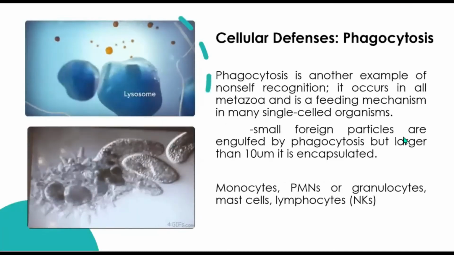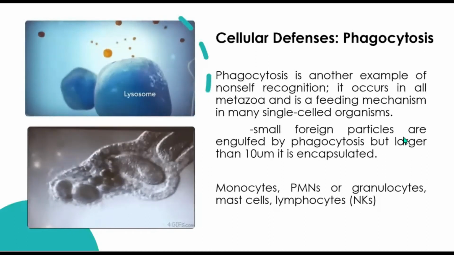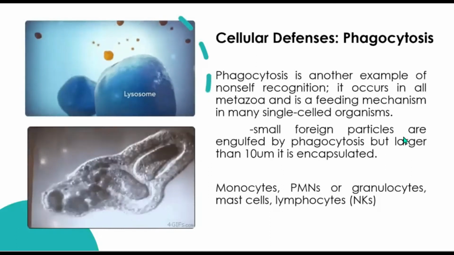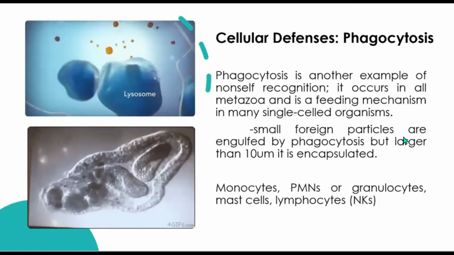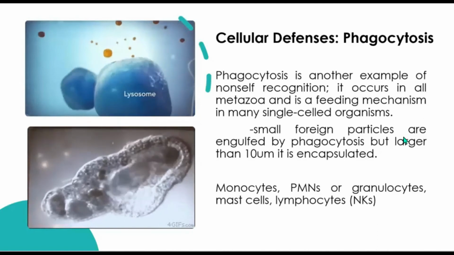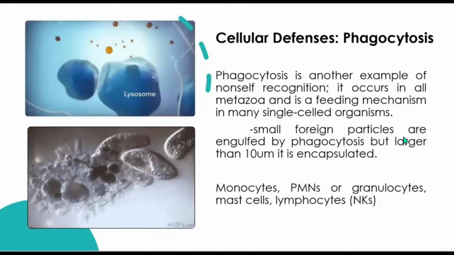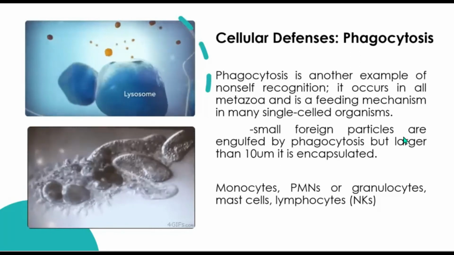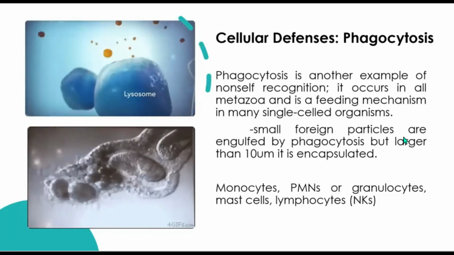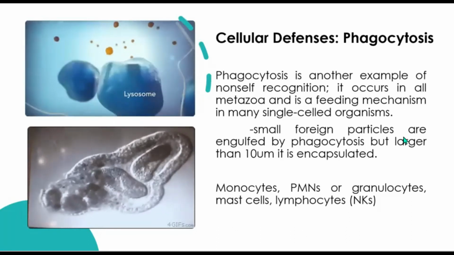Another cellular defense would be phagocytosis. By definition, phagocytosis is a process of engulfment of an invading particle with an invagination of the phagocyte cell membrane. This is an example of non-self recognition. It occurs in all metazoa, and it is a feeding mechanism in many single cell organisms.